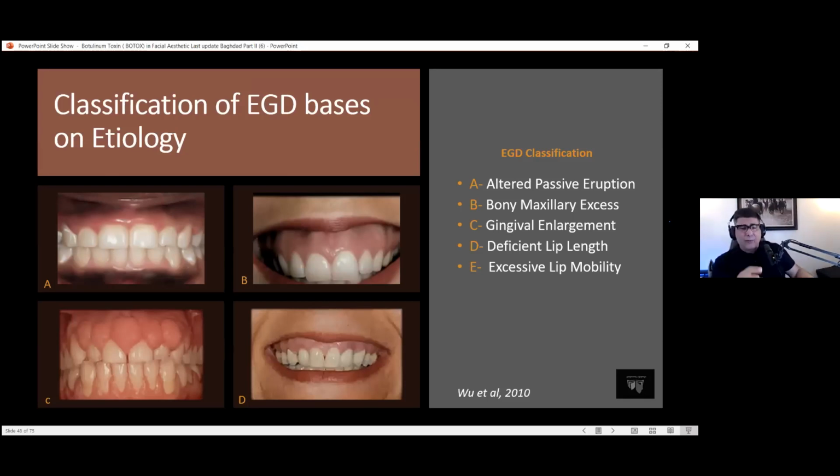Why do I have to classify? Why do I have to check all these factors? Because some patients like to compare themselves with other patients, neighbors, friends, sisters. So you have to evaluate and you have to diagnose. You have to tell your patient, your sister has only, for example, gingival enlargement, and we manage her gummy smile by management of gingival tissue and botulinum toxin. You have bony excess. I have to think about ortho, for example, or orthognathic surgery, but still we can manage to a certain limit with botulinum toxin and gingival and osteoplasty surgery.